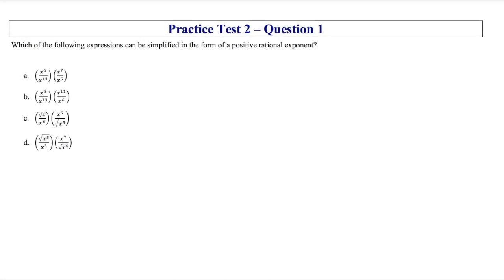Which of the following expressions can be simplified in the form of a positive rational exponent? Let's start by simplifying our answer choices. When we multiply exponents with the same base, we add their exponents.